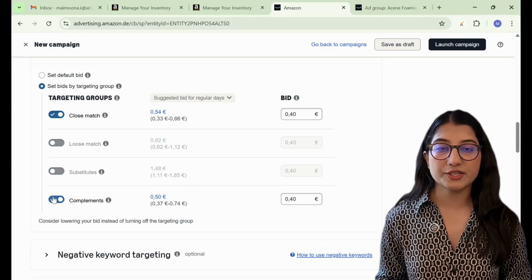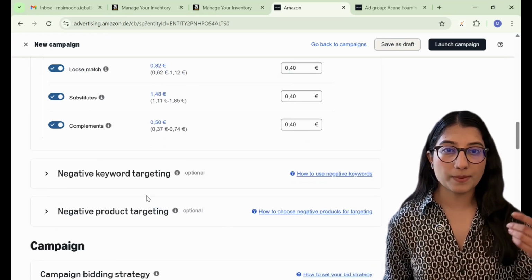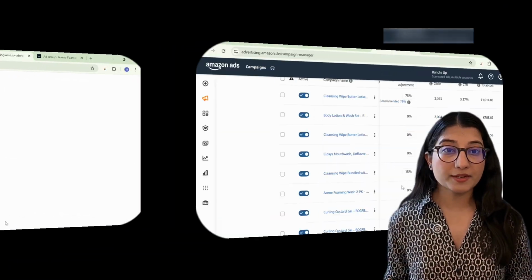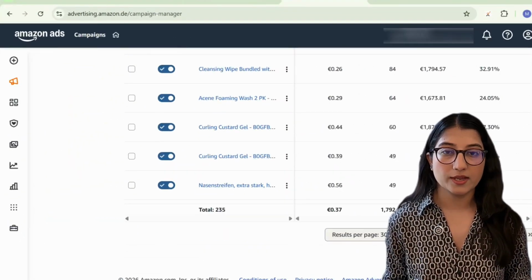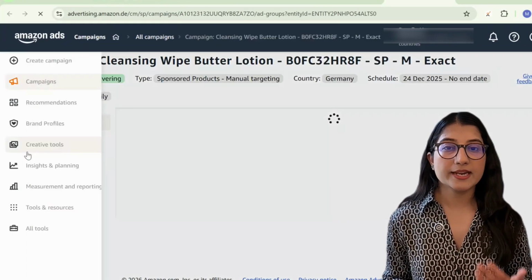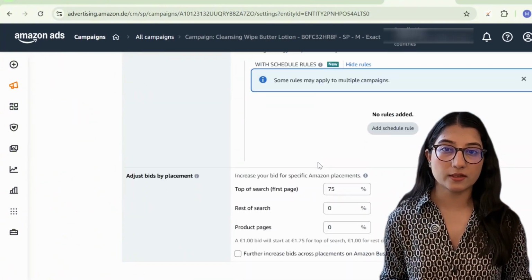The two most important decisions when setting up an auto campaign are your bidding strategy and your negative targeting. On bidding strategy, if your account is struggling to get impressions and clicks, use up and down bidding. Give Amazon the flexibility to bid competitively and get you into auctions. If your problem is ACOS control, use down only. That should be your default. Only switch to up and down if you genuinely need the volume.